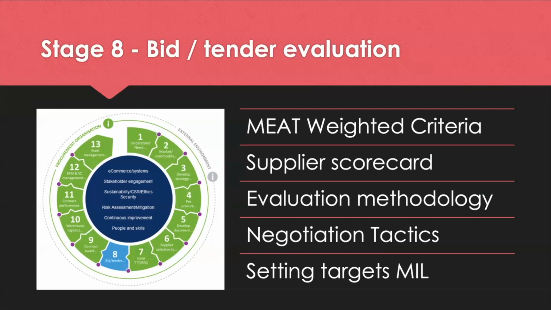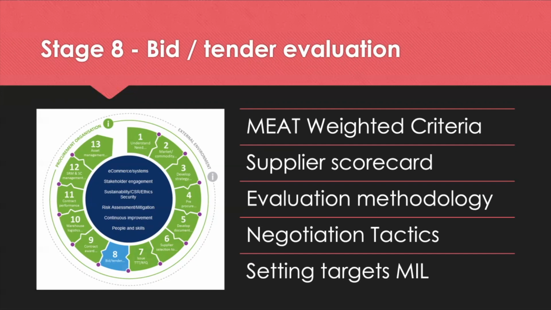So in this stage, I would expect you to be bringing in a little bit about MEAT criteria, which stands for the most economically advantageous tender, which is very common in the public sector. It just basically means you're not awarding to the cheapest price. You've got a sort of balanced supplier scorecard with higher weighting given to certain factors.